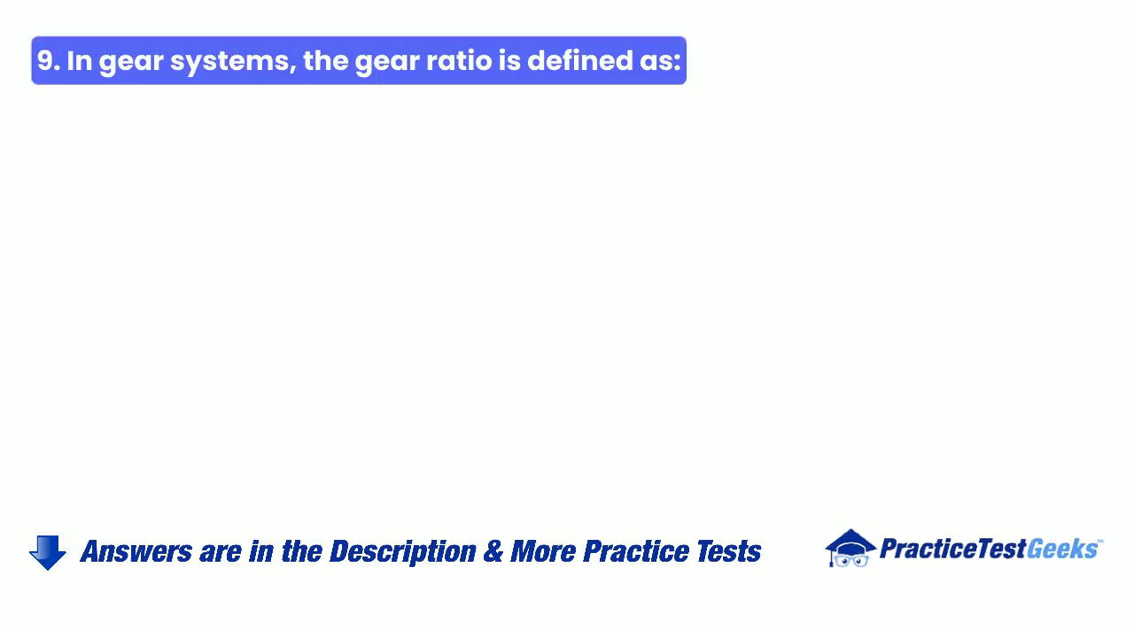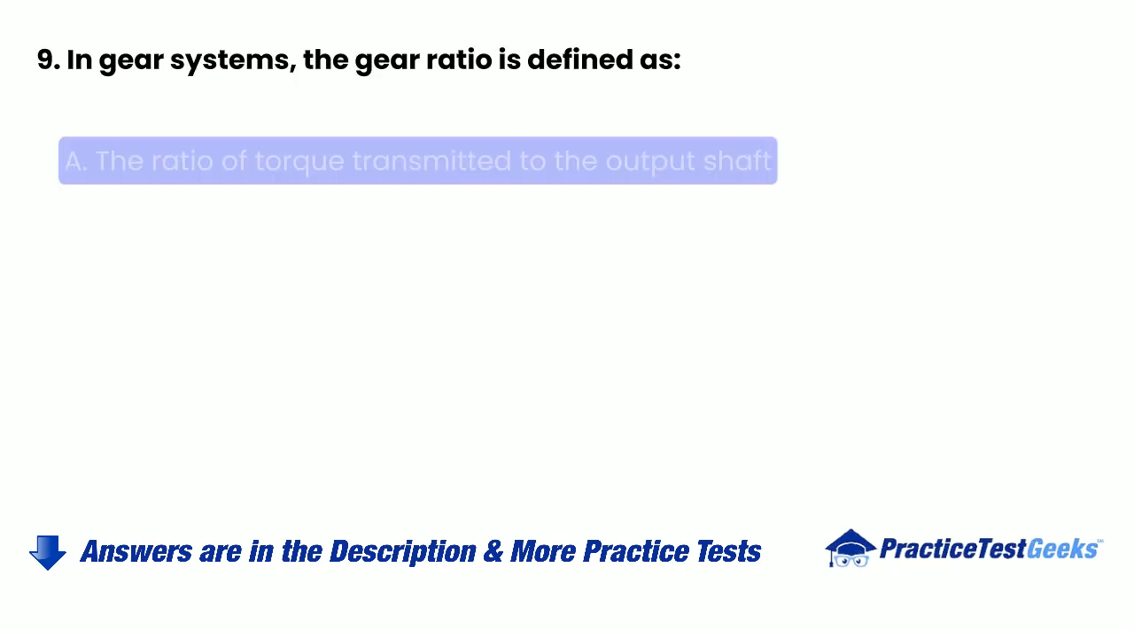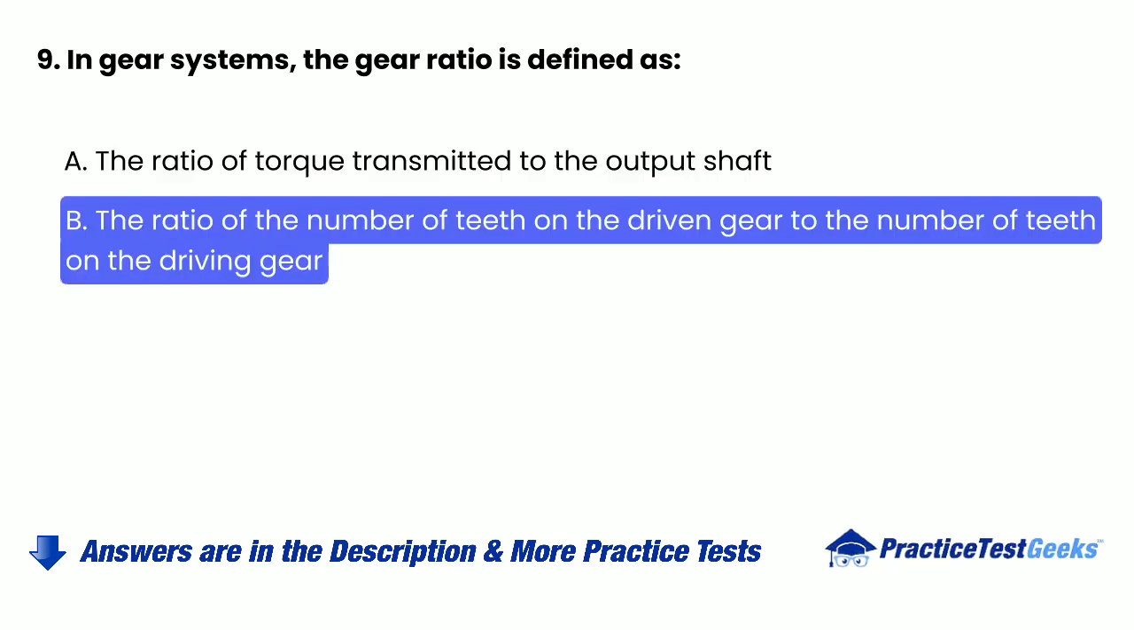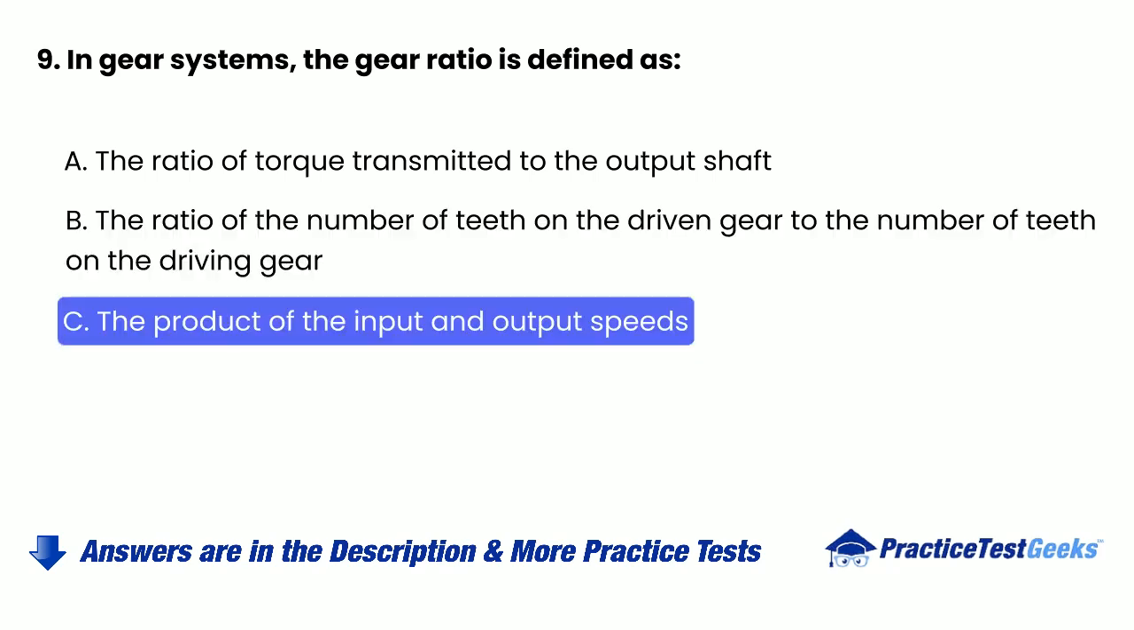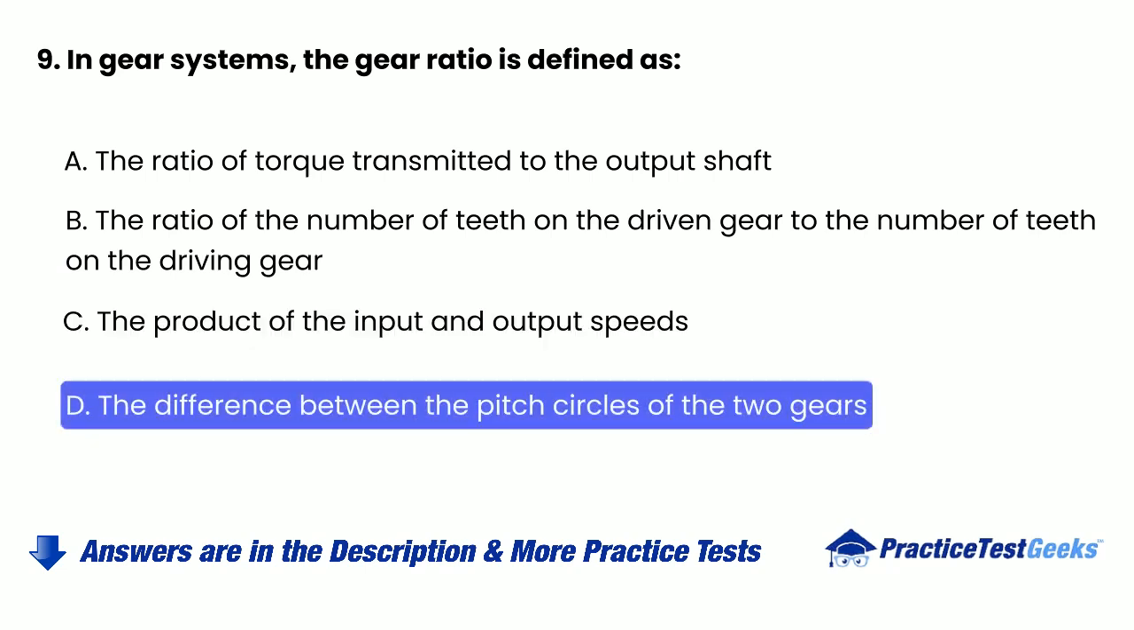9. In gear systems, the gear ratio is defined as A. The ratio of torque transmitted to the output shaft. B. The ratio of the number of teeth on the driven gear to the number of teeth on the driving gear. C. The product of the input and output speeds. D. The difference between the pitch circles of the two gears.